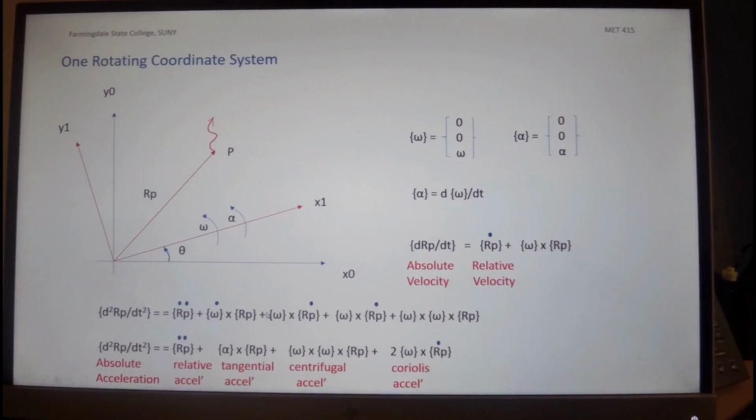And we have 1, 2, 3, 4, 5 terms which we can group together because this term shows up twice, and what we end up with is that the absolute acceleration of point P equals the relative acceleration of point P with respect to the moving coordinate system plus the tangential acceleration alpha cross rp, and another term which is the centrifugal acceleration omega cross omega cross rp, plus the last term is the Coriolis acceleration 2 omega cross rp dot.